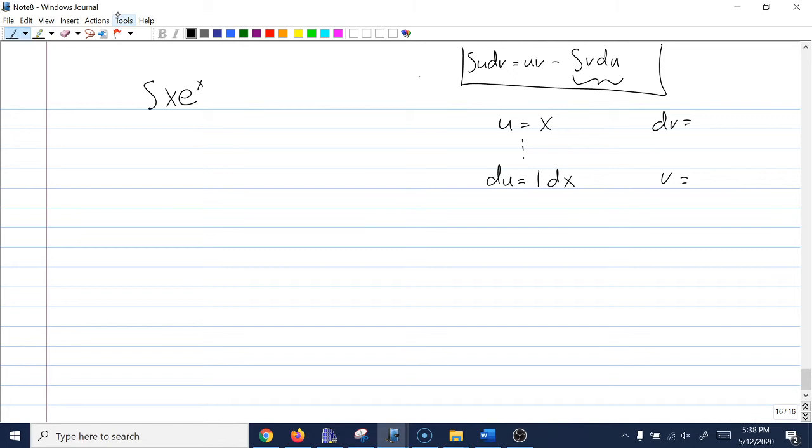Why is that? Okay, if u is x, dv needs to be everything else. This was u, so this stuff is dv. dv is going to be e to the x dx. Can I find v? Can I find the integral of e to the x? I sure can. It's e to the x. So what does this get? The integral of x e to the x equals uv minus integral v du. uv is x e to the x minus the integral of v is e to the x, du is just dx. I don't need to write the 1.